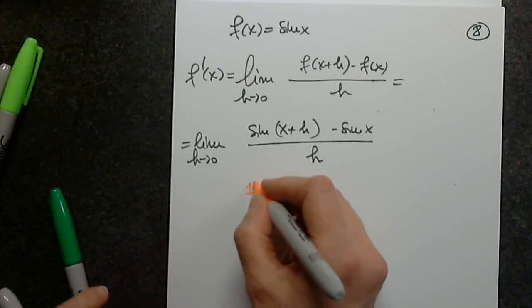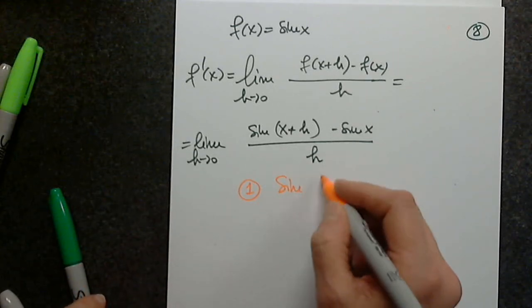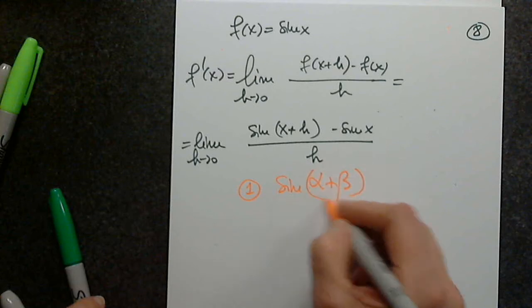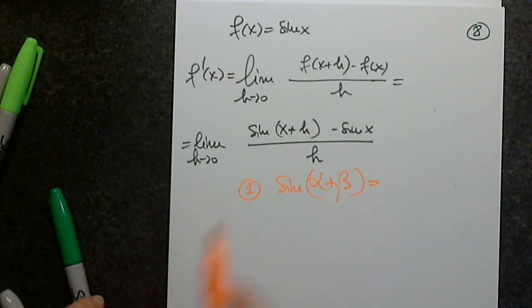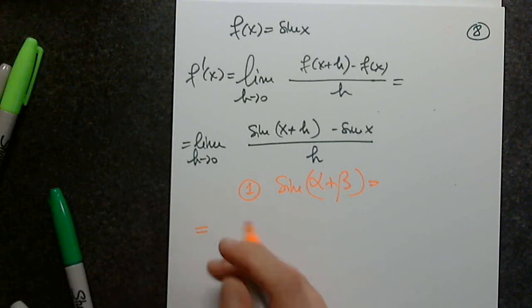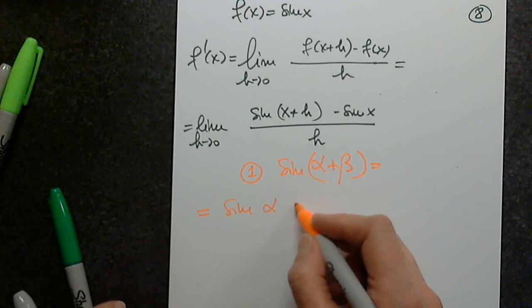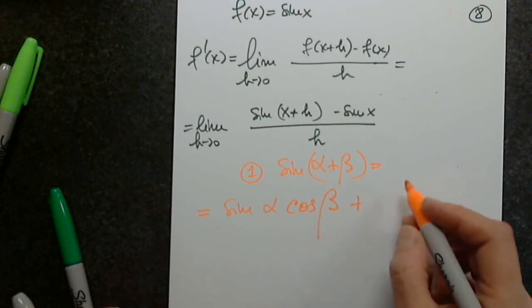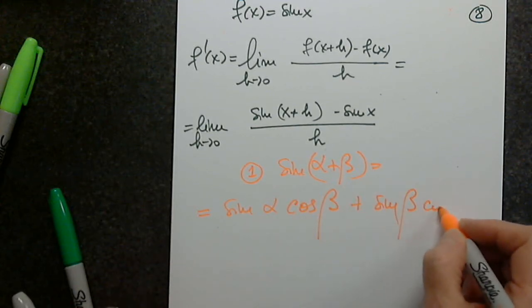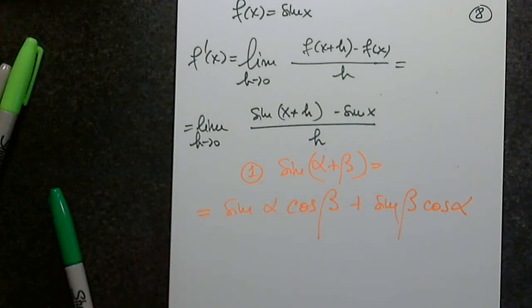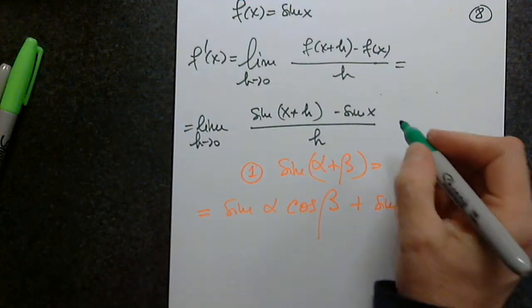Here is our first identity that we will be using. Sine of alpha plus beta. Anyone remembers this first identity? Sine alpha cosine beta plus sine beta cosine alpha. So, therefore, I continue.